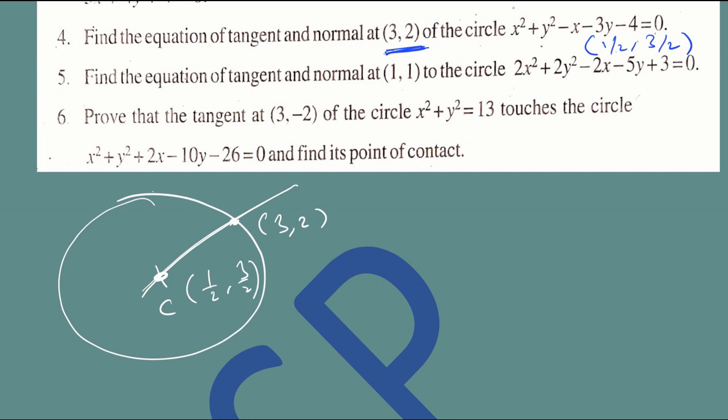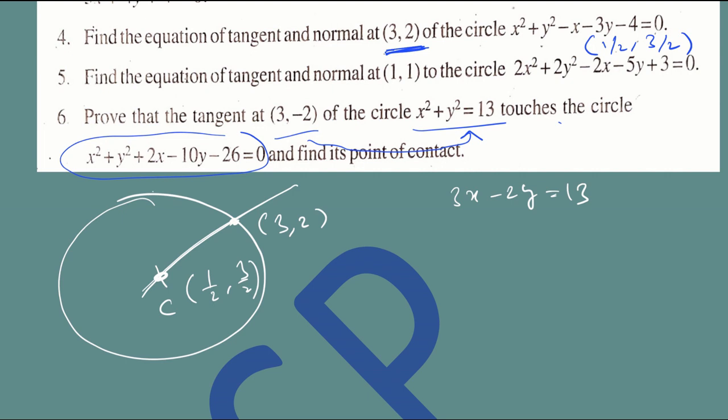Now the fifth problem is also the same thing. I leave it. Sixth problem. Prove that the tangent at (3, −2) of this circle touches this circle. Let's first write the tangent at this point to this circle. S1 = 0. So writing S1 = 0, I'll get the tangent as 3x − 2y = 13.